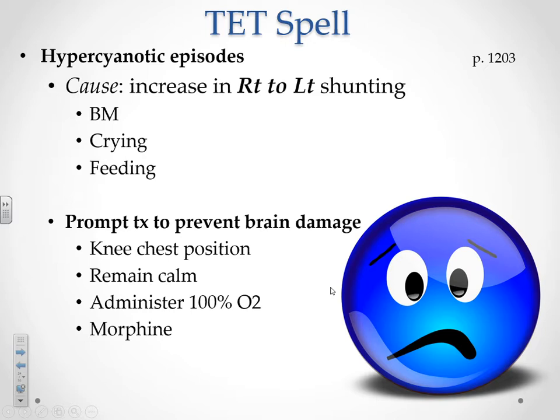What if mom knows that every time the baby has a bowel movement they have a hypercyanotic spell? We can give a stool softener, that would help. What do babies start doing when they're having a bowel movement? You see them at the dinner table and they go. When you notice that happening, you get the baby and you automatically put them in the knee chest position. When they're crying, you go ahead and put them in that position. Is oxygen going to help?